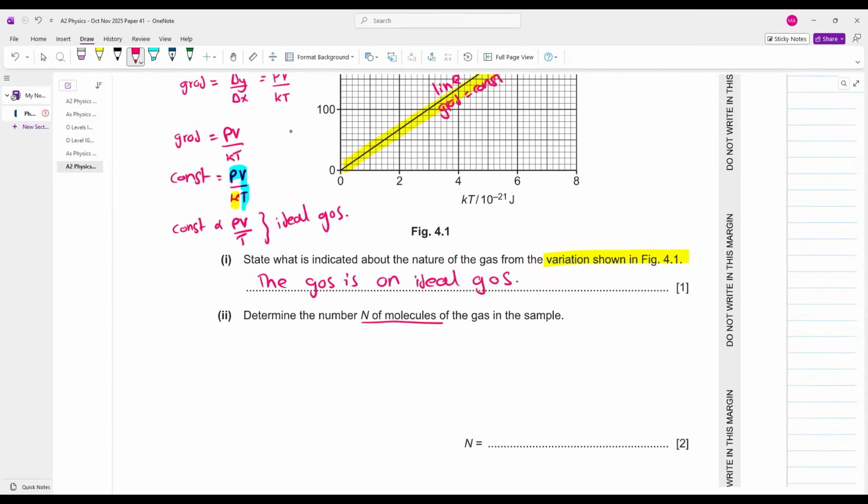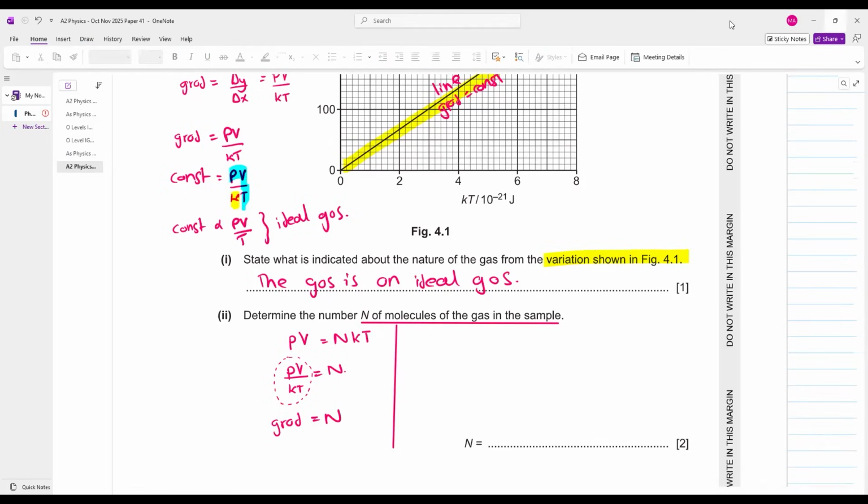Determine the number of molecules N of the gas in the sample. हमने number of molecules N determine करने हैं. How will we do that? Do you remember this formula? PV is equal to NkT. ये फॉर्मूला याद है? PV is equal to NkT. PV divided by kT is equal to your N. बेटा PV over kT किसके इक्वल है? PV over kT is equal to the gradient of the graph. The gradient of the graph will be equal to the number of molecules.